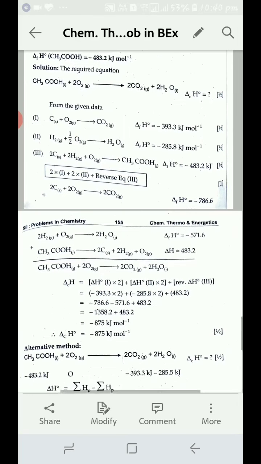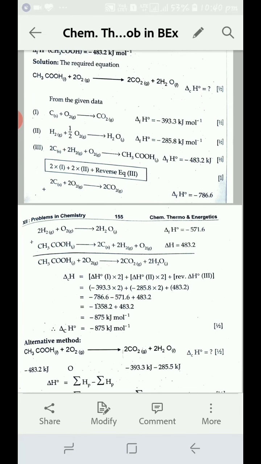Okay. Another alternative method is given. So what is the alternative method? When the enthalpy of formation of the reactants and products are given, then you can calculate enthalpy of reaction equal to summation of enthalpy of products minus summation of enthalpy of reactants. Delta H equals summation of enthalpy of products minus summation of enthalpy of reactants. So the second one is not HP, it is HR. Printing mistake.